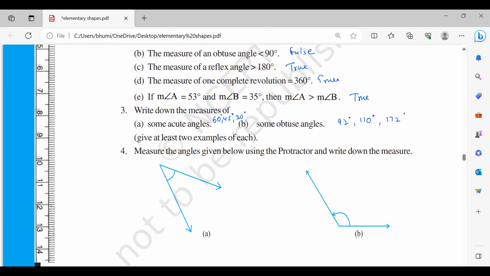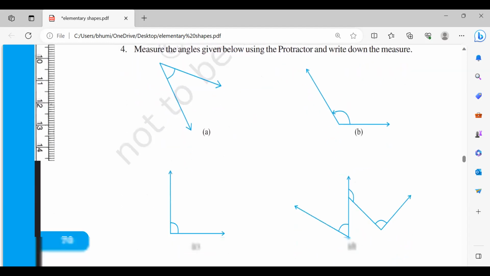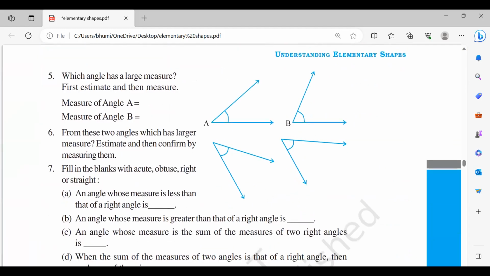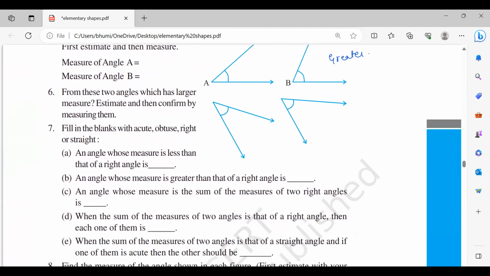Measure the angles given below. Now you have to measure it with the protractor and write down the measure in this. That you can do with the protractors. Which angle has a large measure? First estimate and then measure. We know that angle B is greater, but you can measure it and then write. From these two angles, which has larger measure? I think this is the larger, you can measure.